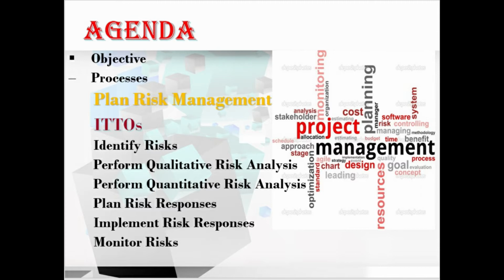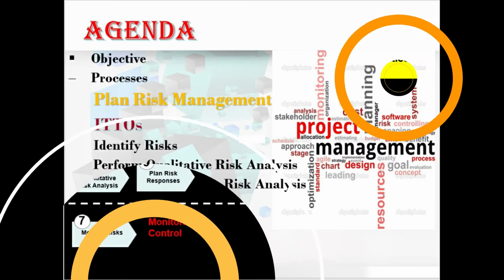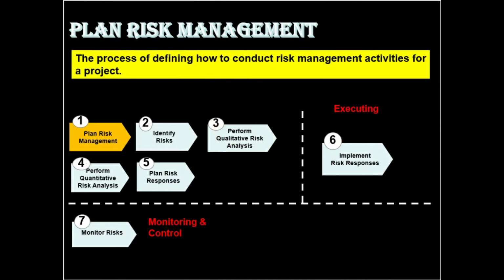Let's start with its definition. It is the first process in project risk management, and it is defined as the process of defining how to conduct the risk management activities for a project. The key benefit of this process is that it ensures that the degree, type and visibility of risk management are proportionate to both the risk and the importance of the project to the organization and the other stakeholders. Hope you understood its definition as per the PMBOK and the key benefit of this process.